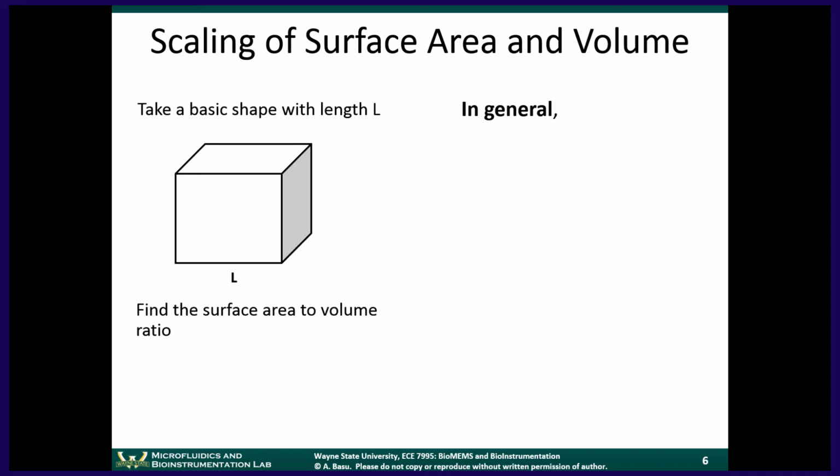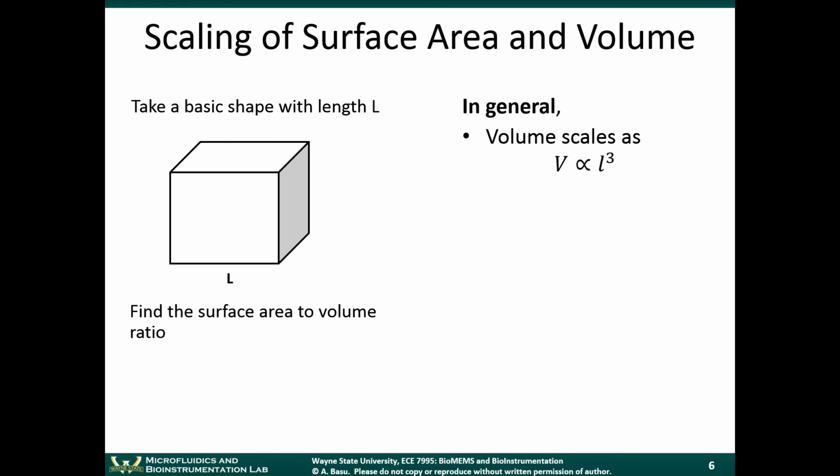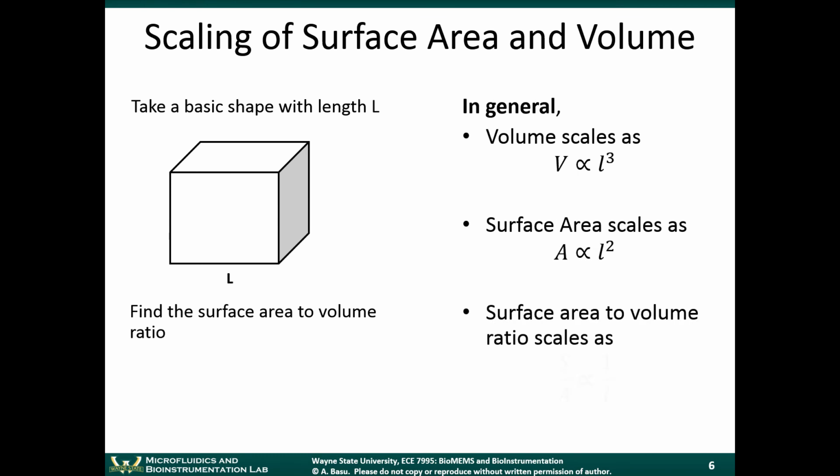All right, in general, volume scales as length cubed. Surface area scales as length squared. Surface area to volume scales as 1 over L. That number 6 that we came up with, that's just a constant, right? The general scaling relation is 1 over L. This is what causes physics to change.